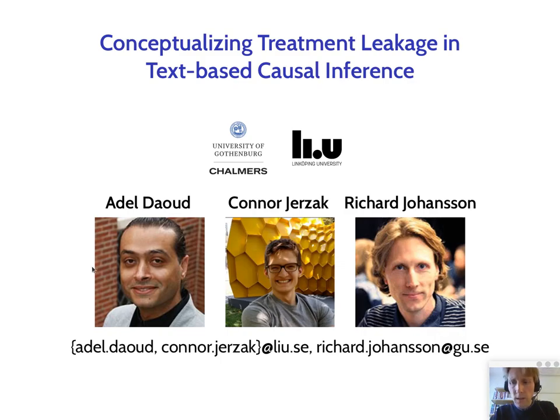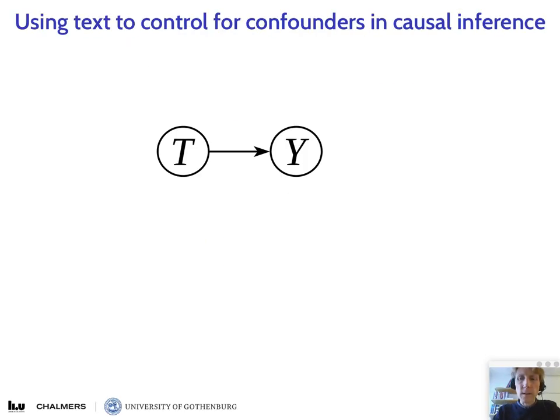So this paper is about a methodological issue in text-based causal inference. In causal inference settings, we typically want to consider the effect of some treatment on an outcome variable y. To give an example, this could be the effect of deregulation on child poverty. And we typically quantify this using the average treatment effect.